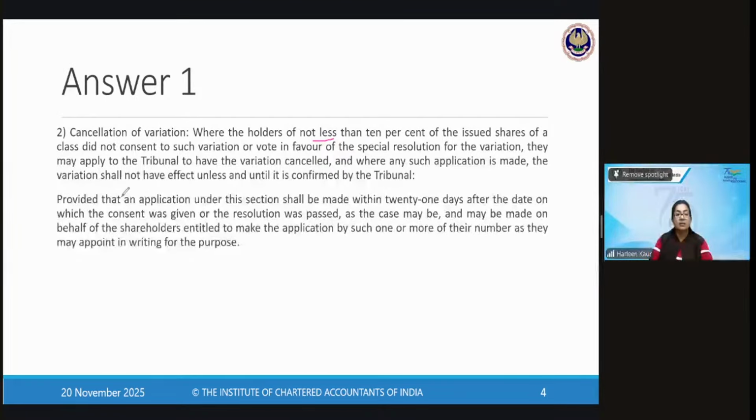We just talked about this. They can also go and make an application within 21 days to the tribunal, and the tribunal will pass the orders and the order has to be filed with the registrar. Okay, everybody has read the answer. So your 15 days for dissenting shareholders relates to the prospectus, Rajveer, it's not here.